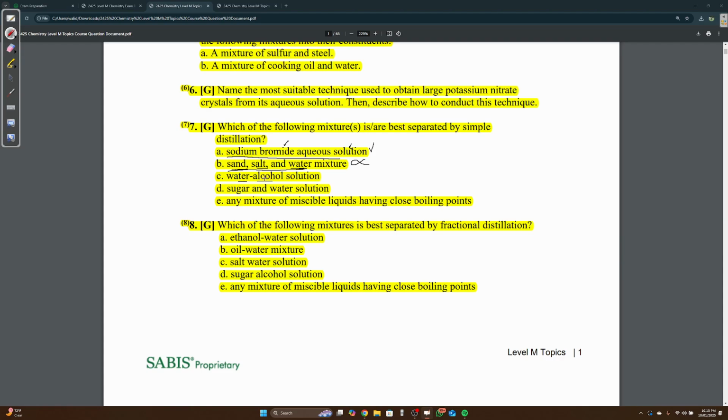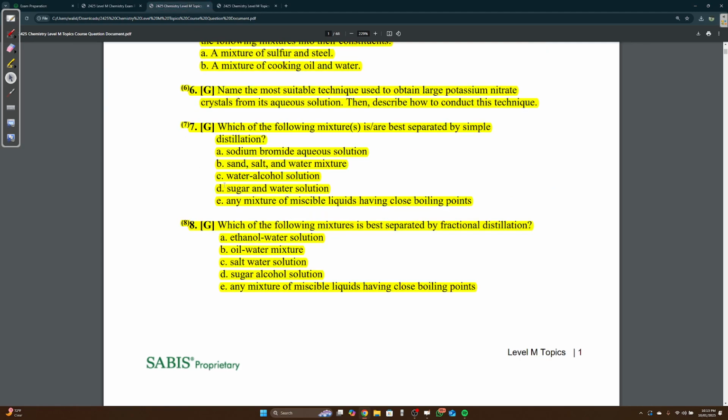Water alcohol solution. People will say, oh, it's a solution. But why is it wrong? Because they both have close boiling points. For water alcohol, it should be fractional distillation. Sugar and water, obviously it's correct because it's dissolved in it. Any mixture of miscible liquids having close boiling points, obviously no. That's fractional distillation. So it's just gonna be A and D.